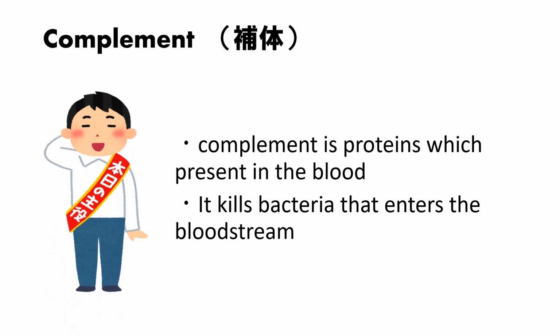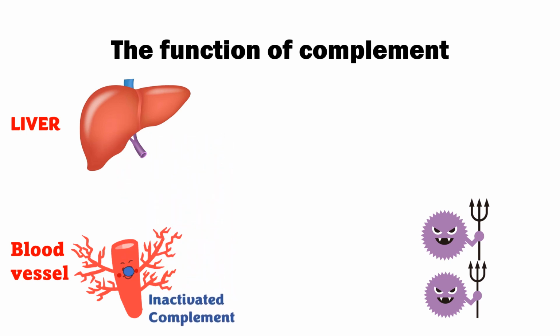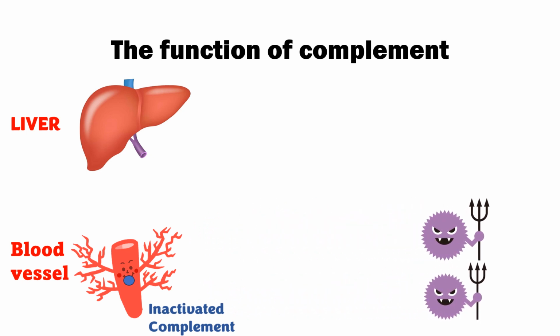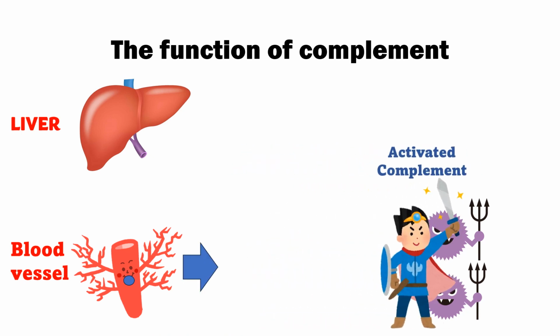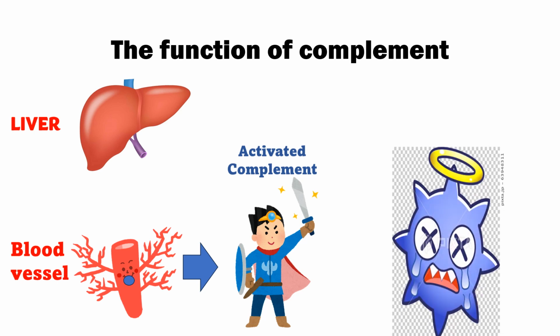Complement is proteins present in the blood. It kills bacteria that enter the bloodstream. It is produced in the liver and then moves into blood vessels. When produced in the liver, it isn't activated. However, in blood vessels, it becomes activated. Activated complement can beat bacteria.